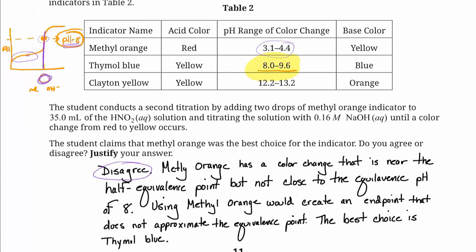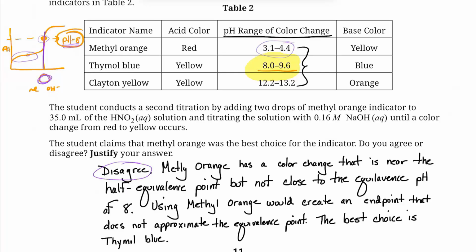All right, so that's what that question was about, picking the best indicator, which is not very difficult. But I do want to add, it's interesting to me that they were using the actual pH ranges. Normally they give you pKa's. So interesting, they're using the actual changes.